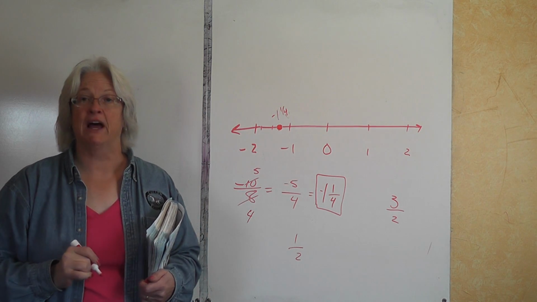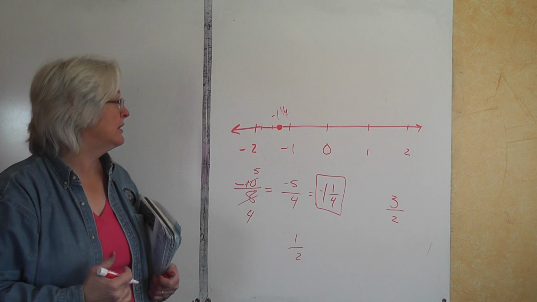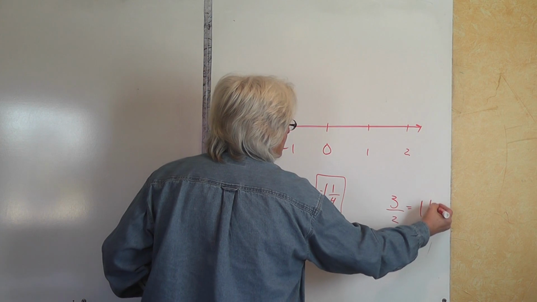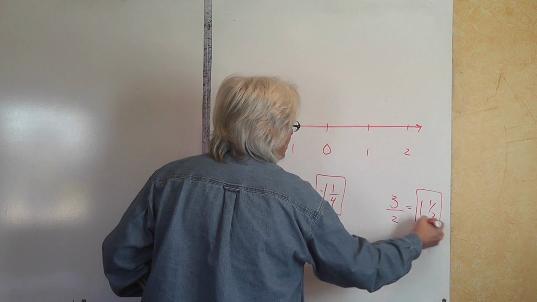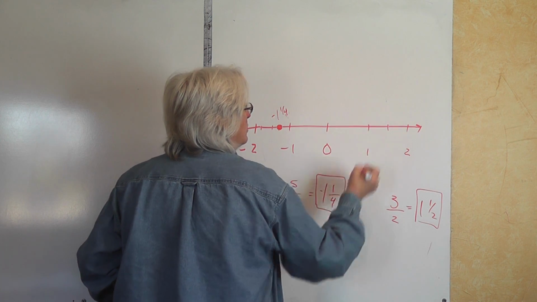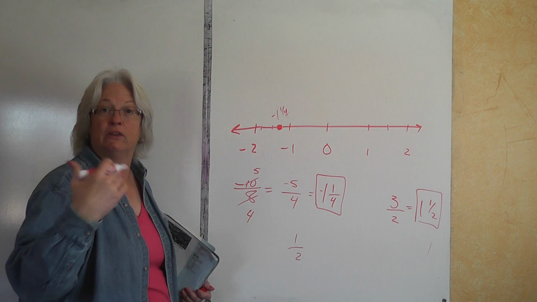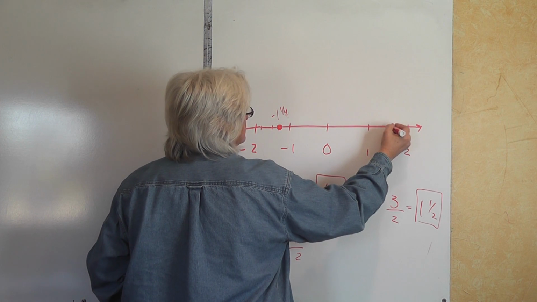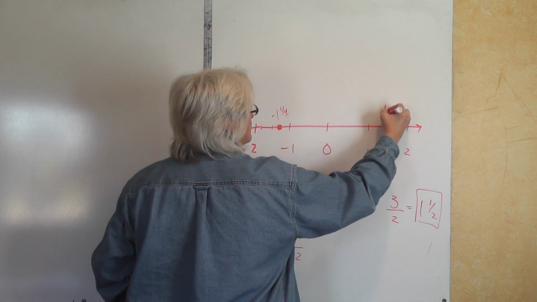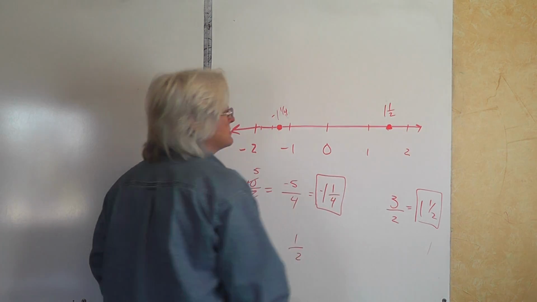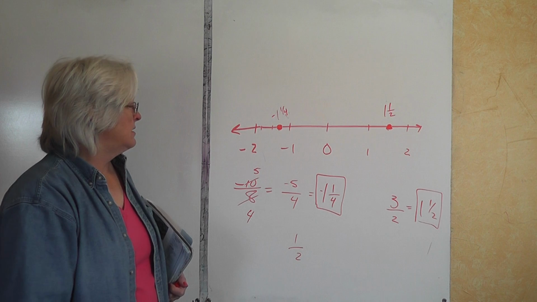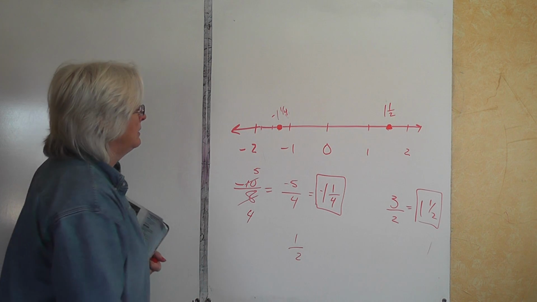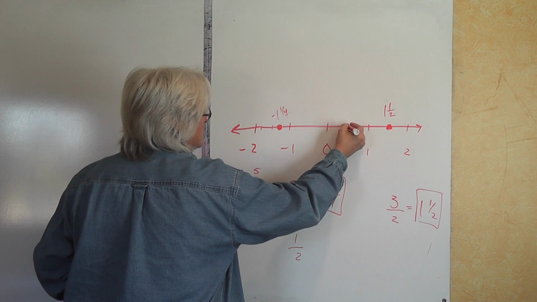Now, what about 3/2? Same thing here. Let's go ahead and convert this into a mixed number. 3/2 written as a mixed number is 1 and 1/2. Halfway between 1 and 2 on the number line is the point 1.5. So we have 1 and 1/2. What about the fraction 1/2? Halfway between 0 and 1.